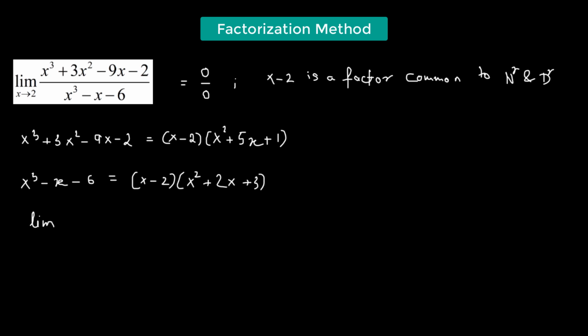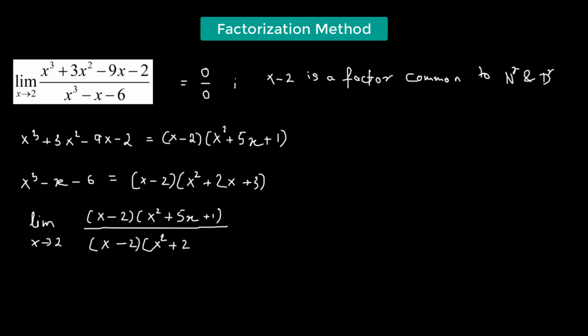So now our limit x going to 2 becomes x minus 2 multiplied by x squared plus 5x plus 1, divided by x minus 2 times x squared plus 2x plus 3. So we cancel out the common factor, which is x minus 2, leaving us with x squared plus 5x plus 1 divided by x squared plus 2x plus 3.